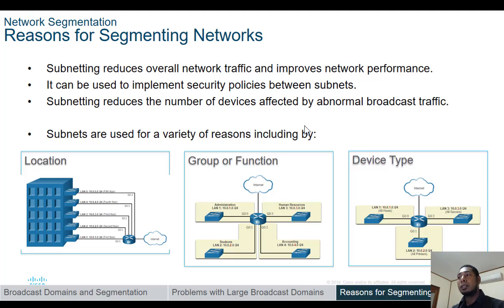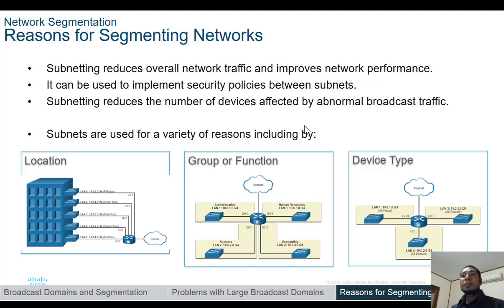This means that you're trying to reduce your network issues. If you have a large broadcast domain, whenever you have abnormal broadcast traffic, it affects the whole entire network. When you segment your network into smaller pieces, smaller modules or smaller segments, it's easy to isolate traffic and do troubleshooting, or identify issues or diagnose errors within those segments. So it reduces the number of devices affected by abnormal broadcast traffic.